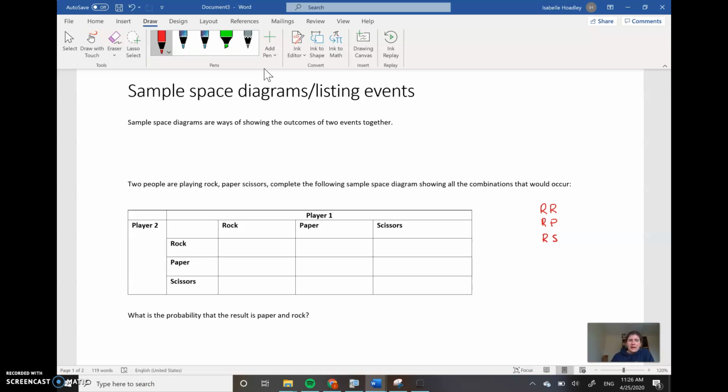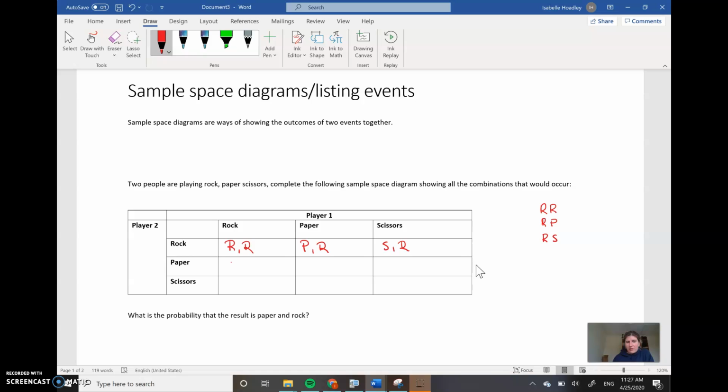Alrighty, so here we have player one. Now, player one's done a rock first. Player two's also done a rock. So their combination there is rock and rock. Now we've got paper and a rock, and it doesn't matter which one you write first. I could have written that as rock paper rather than paper rock. It's 100% up to you. Okay. The next one is scissors rock. And so on and so forth.